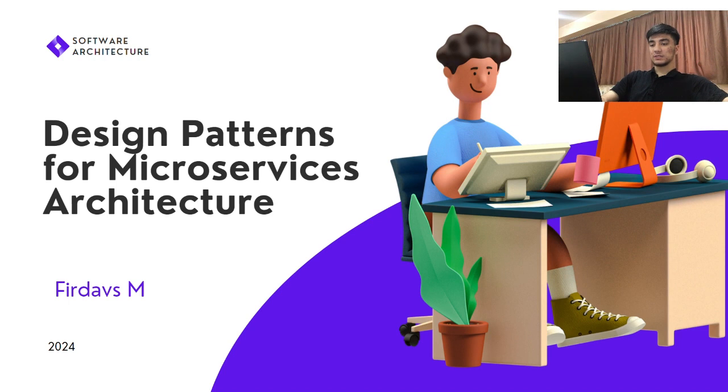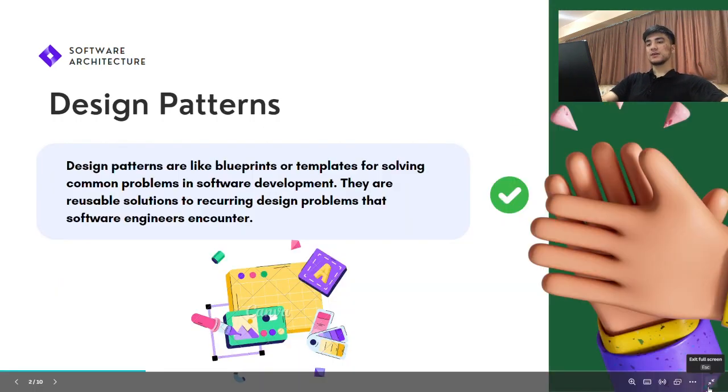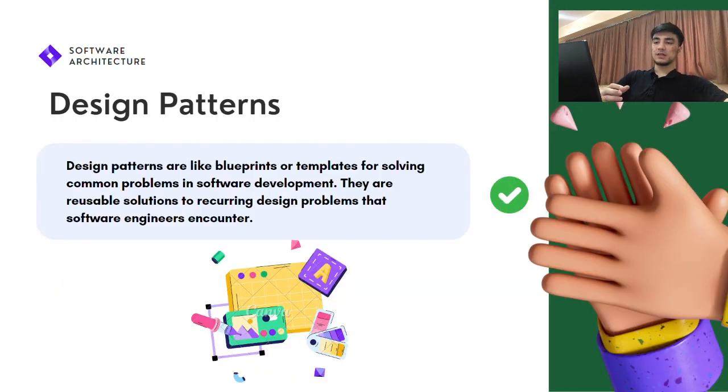Firstly, we'll start with some basics. So what are design patterns? Design patterns are like blueprints or templates, we can say, for solving common problems in software development. They are reusable solutions to recurring design problems that software engineers encounter. These patterns provide a way to structure code and design a system in a way that promotes code reusability, flexibility, and maintainability.